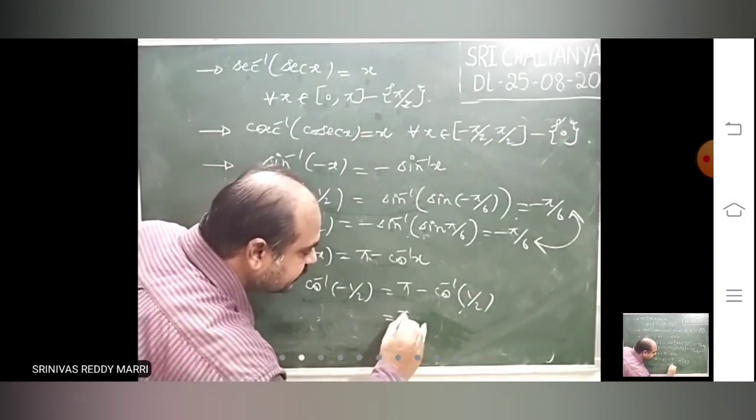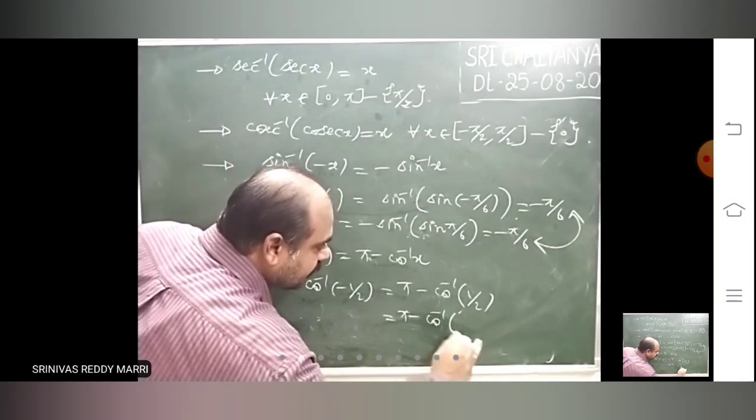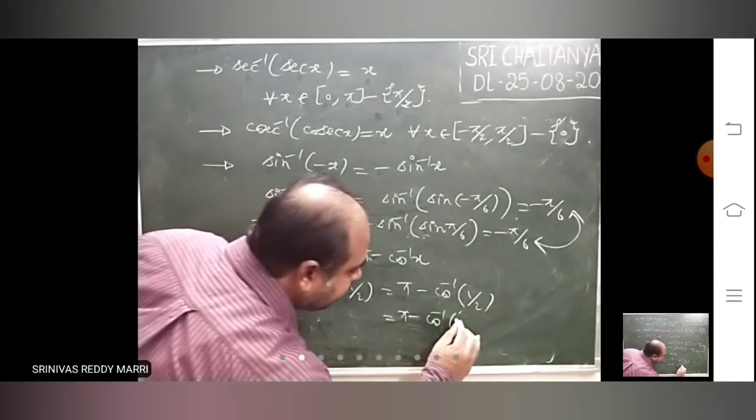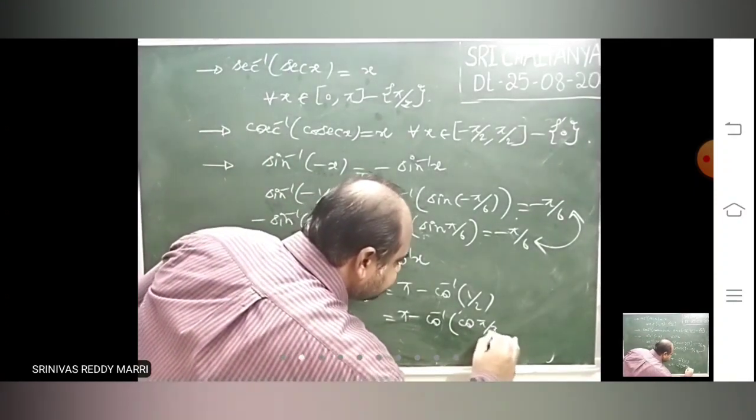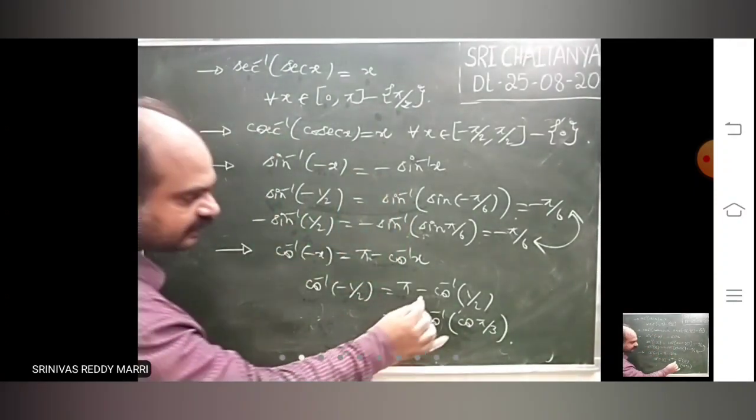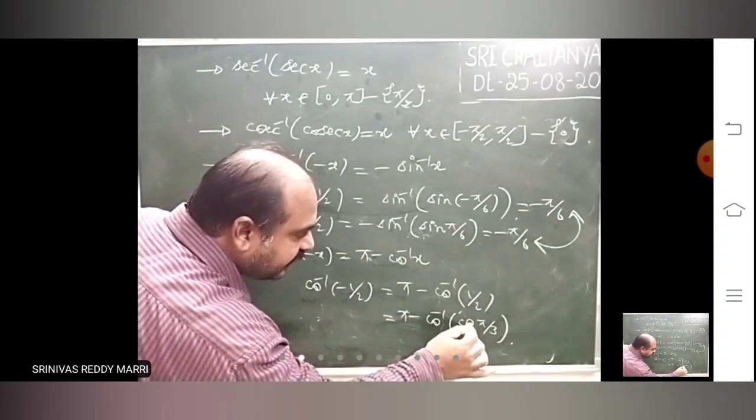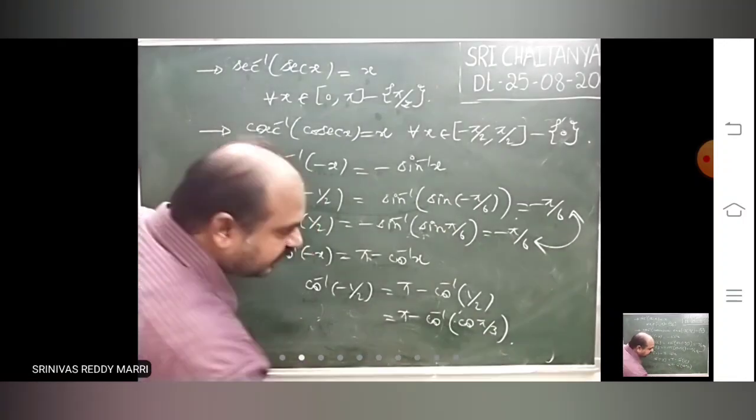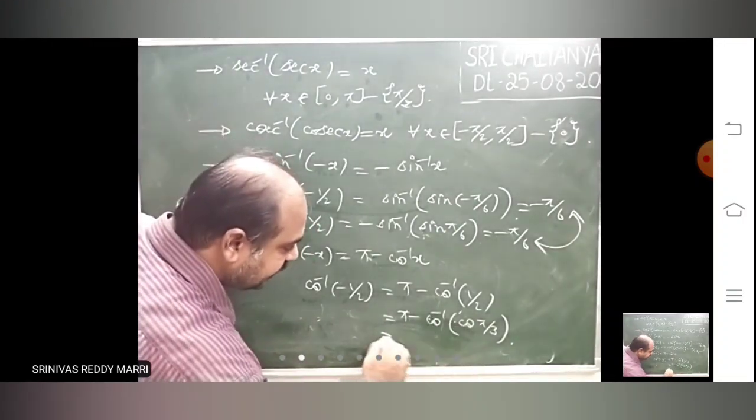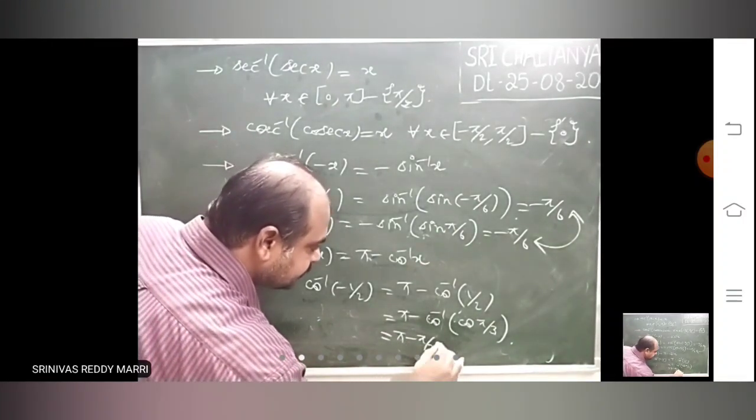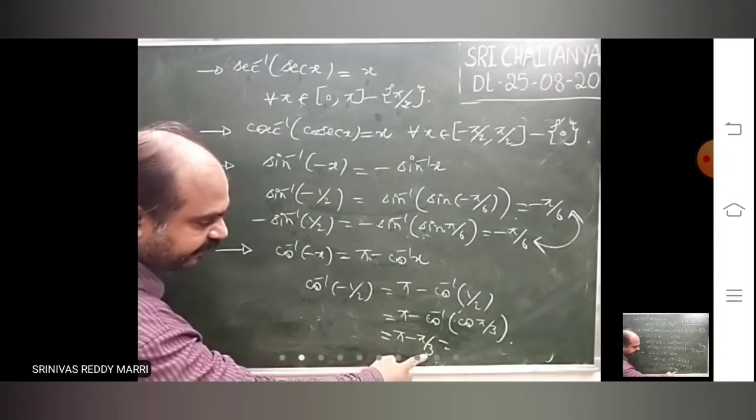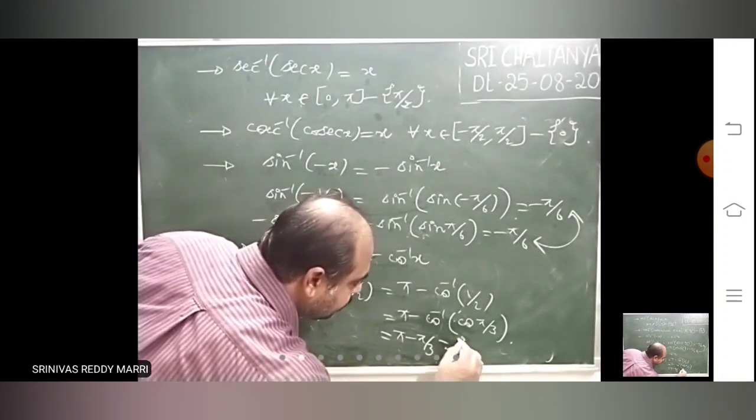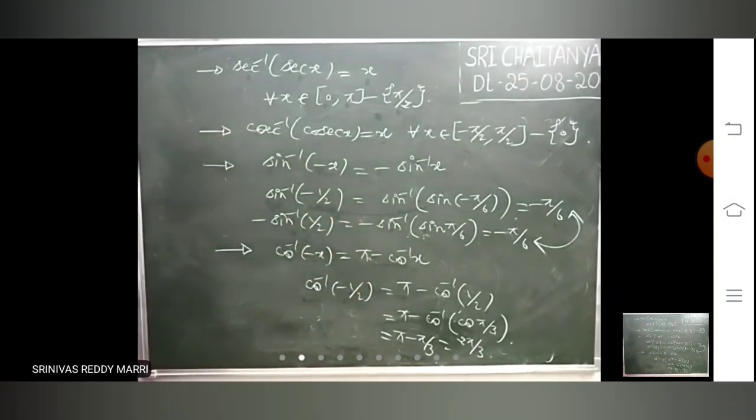Now, cos inverse 1 by 2 is easy to write. What is the angle for 1 by 2? Cos pi by 3. Because cos inverse is positive, you can write it in the first quadrant. Cos pi by 3. What is cos inverse cos x? Cos inverse cos will get cancelled. Pi minus pi by 3. If we take the LCM, you will get 2 pi by 3.